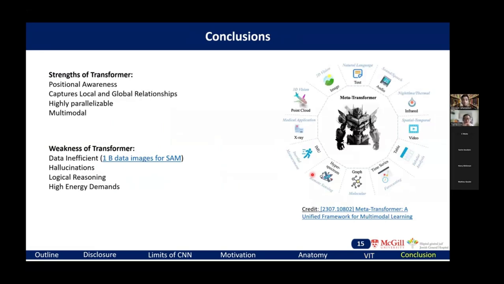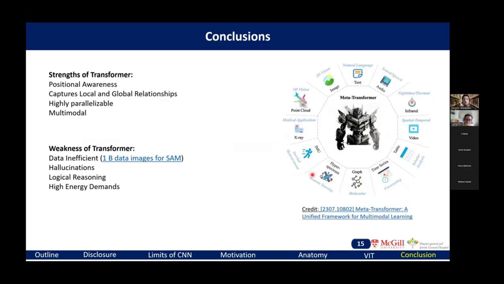So with that, we've reached the conclusion slide. We see that the strength of the transformer is that it has positional awareness. It captures local and global relationships. Sometimes you need to be smart about it and do self-supervision and use that student-teacher architecture to achieve very good global and local relationships in your data for images. Sometimes you don't need to. It's all good. You'll figure it out.